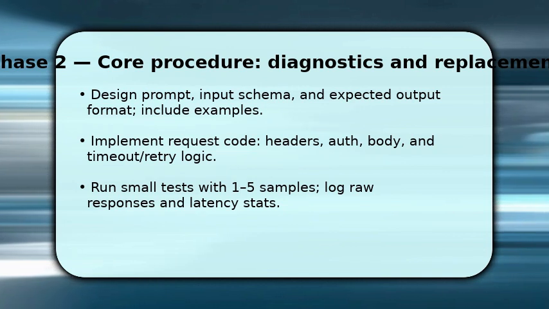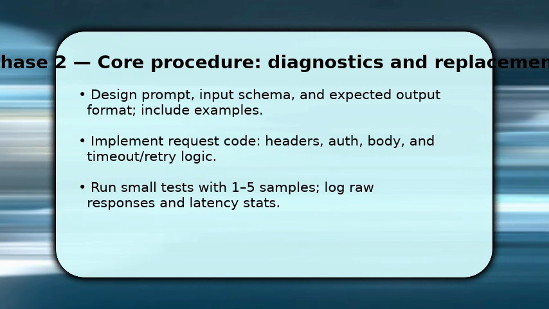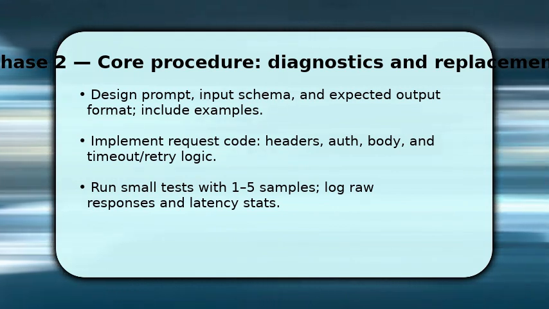Run small tests with 1 to 5 samples and inspect raw responses and latency. This reveals token usage and where parsing errors occur. Make sure to iterate prompts once you see real outputs.